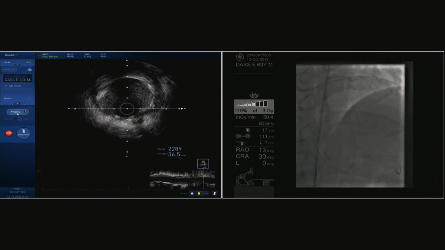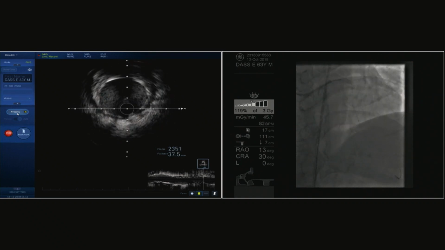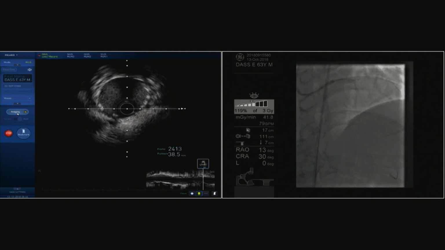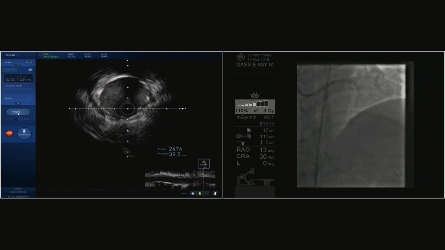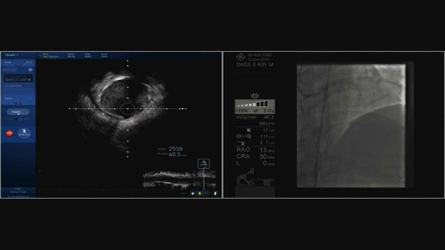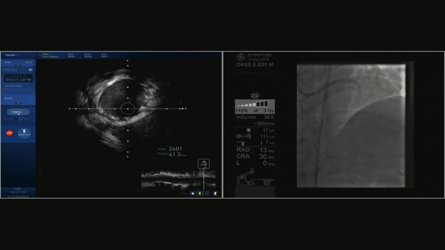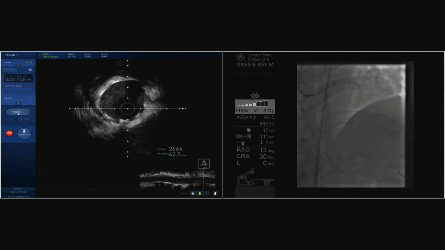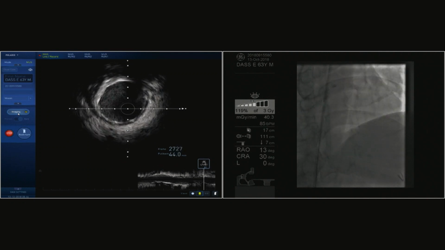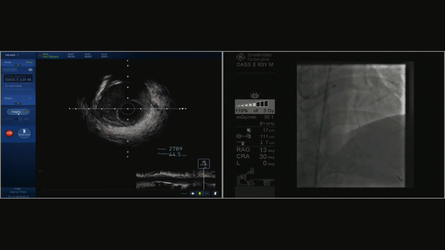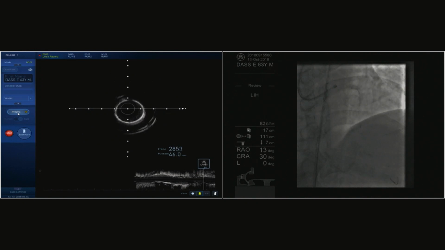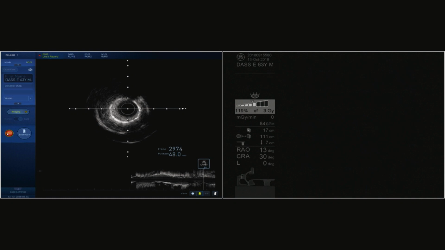Okay, this is the IVUS pullback. And look at that left main. I think it's 4.0 and it's good. I think I would expand a little more at a higher pressure in the LAD, the proximal LAD. And that's what I would do. Would you do anything more for the distal edge of the stent? No, I wouldn't do anything for the distal edge of the stent.